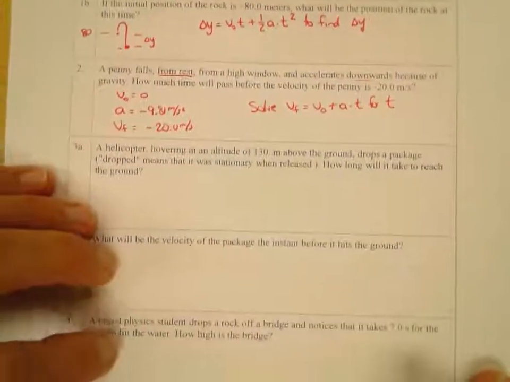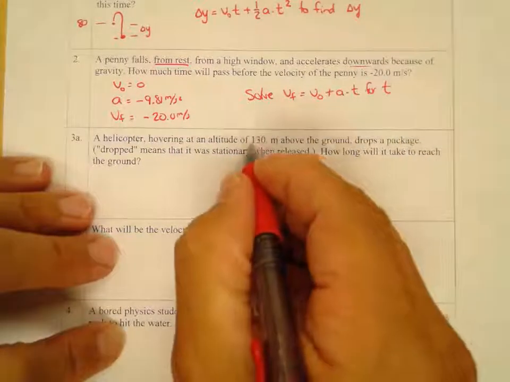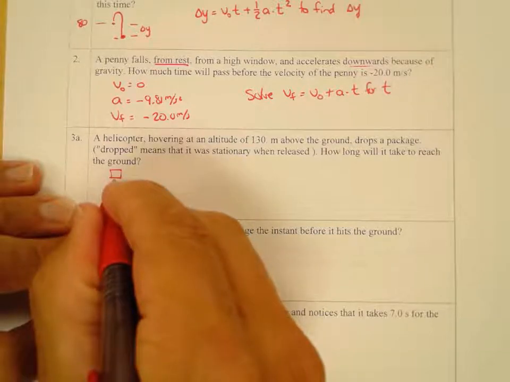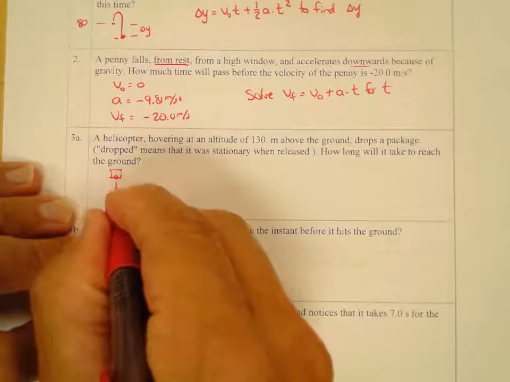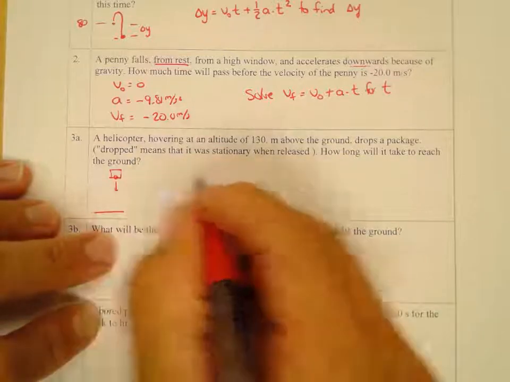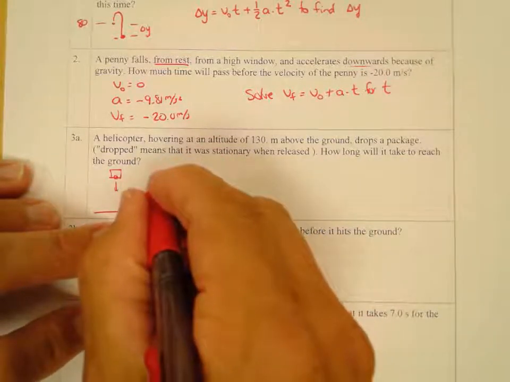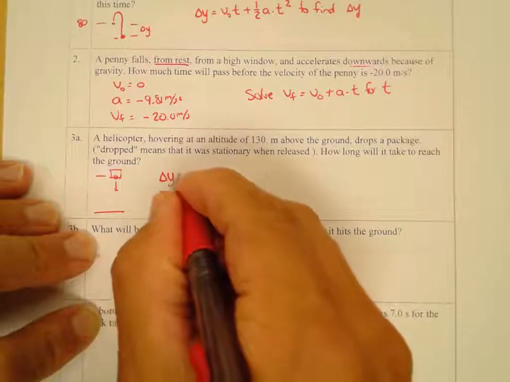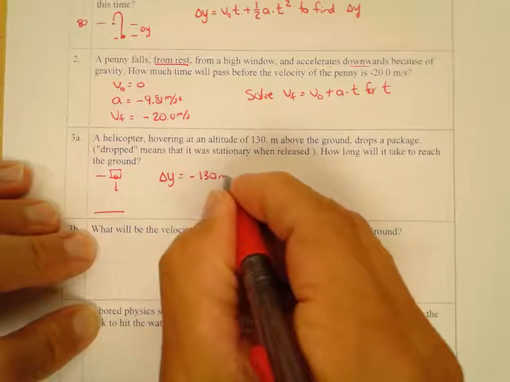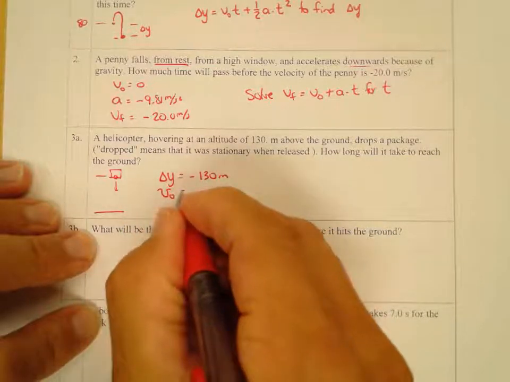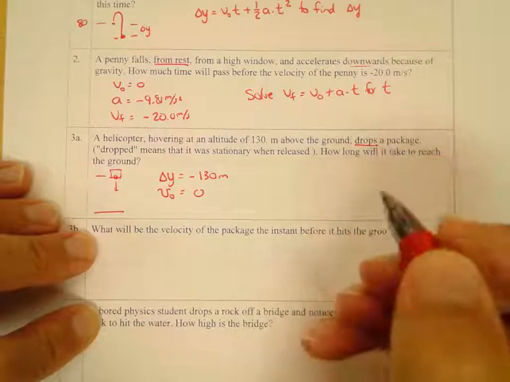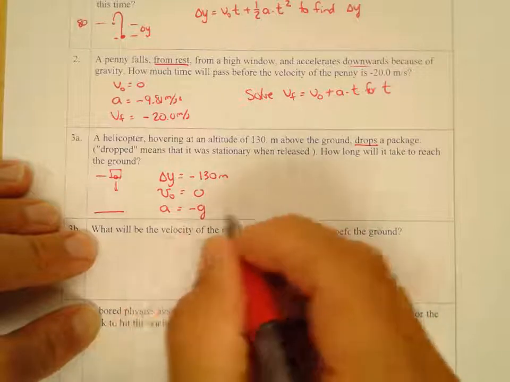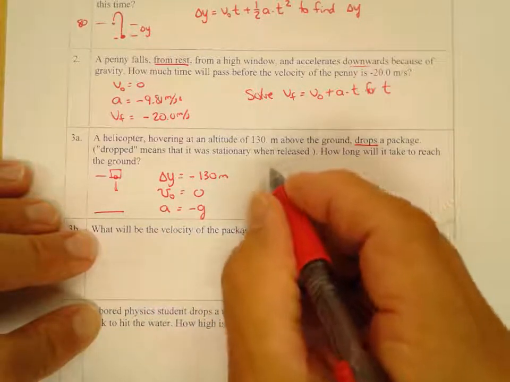The next one is the helicopter problem. This is a helicopter, so it's somewhere up here in the air. Here's the physics helicopter, and it drops a package, and the package falls down to the ground. Okay? And we're asking how long does it take to reach the ground? The thing here is, if the helicopter is 130 meters high, then the distance the package will travel is negative 130 meters. The velocity initial of the package is 0 because it says it is dropped. We know the acceleration, of course, is negative g. That's negative 9.81. And you don't know how long it's going to fall.